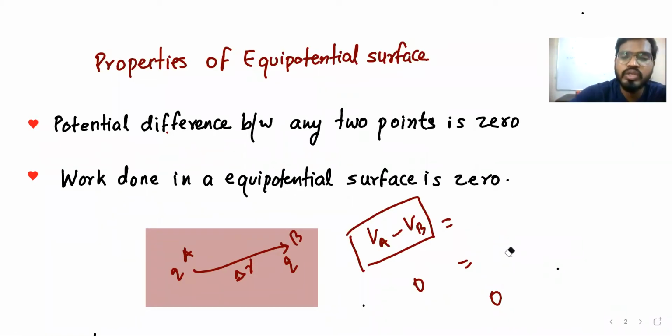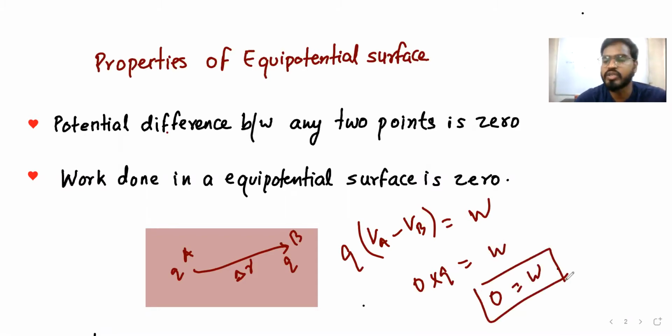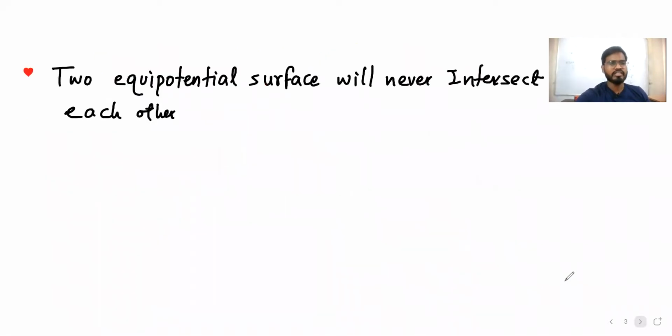Work is equal to Q into V. By mistake I wrote that formula. Q into V, work, right? So if the potential is 0, then it is going to be 0, so ultimately work is also 0. Hope you got it. So work done on an equipotential surface is again 0. Two equipotential surfaces will never intersect.